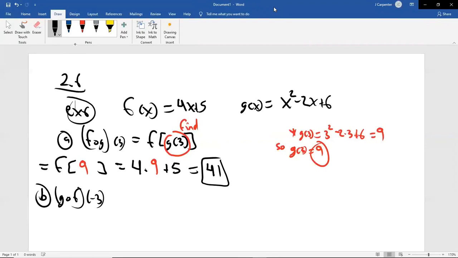I knew it felt like I missed something when I was talking about this. All right, last problem of 2.6, I promise. g of f of negative 3, do the rewrite.